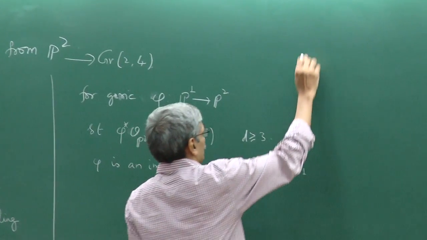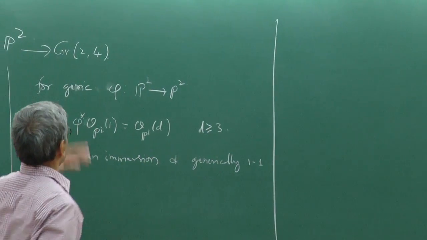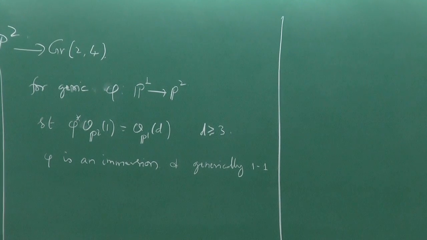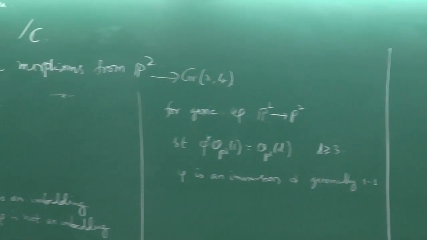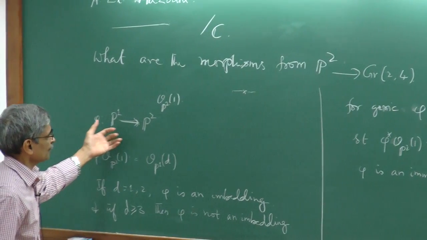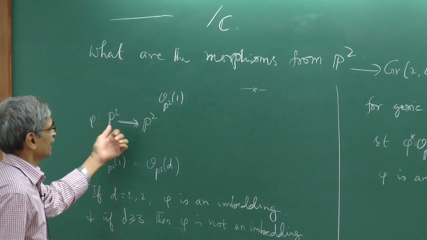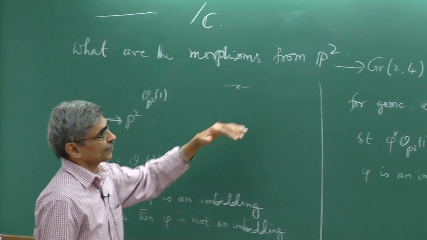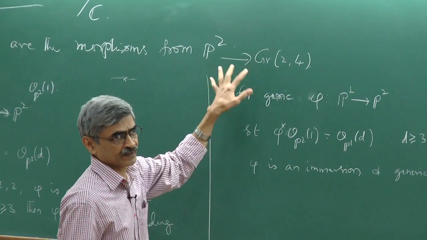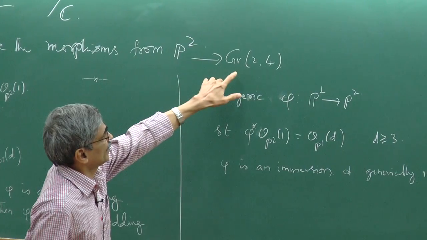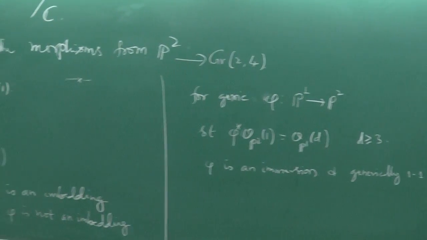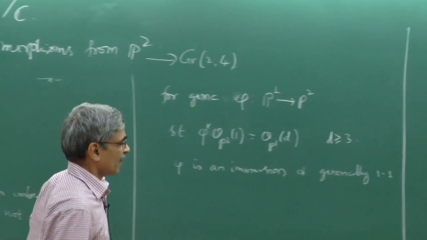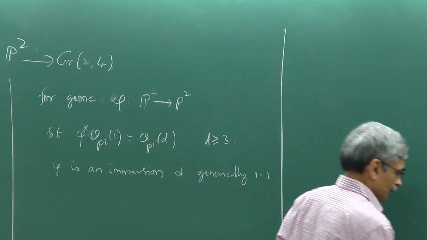So we wanted to understand what the situation is for P2 in the Grassmannian. This is the projective space P2; P1 is half the dimension of P2. Here also, P2 is half the dimension of this Grassmannian, whose dimension is 4. So we want to understand what the possible maps from P2 to GR24 are.